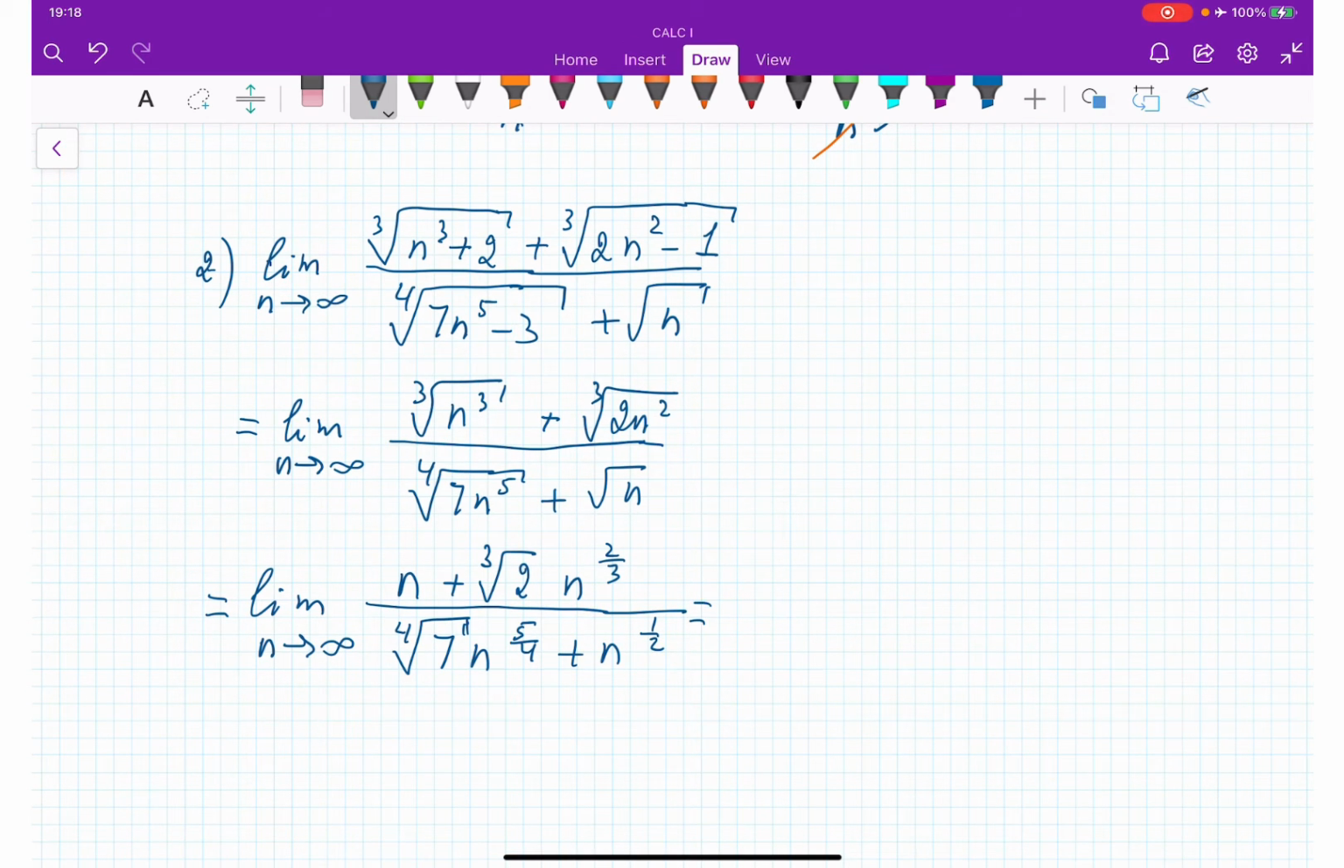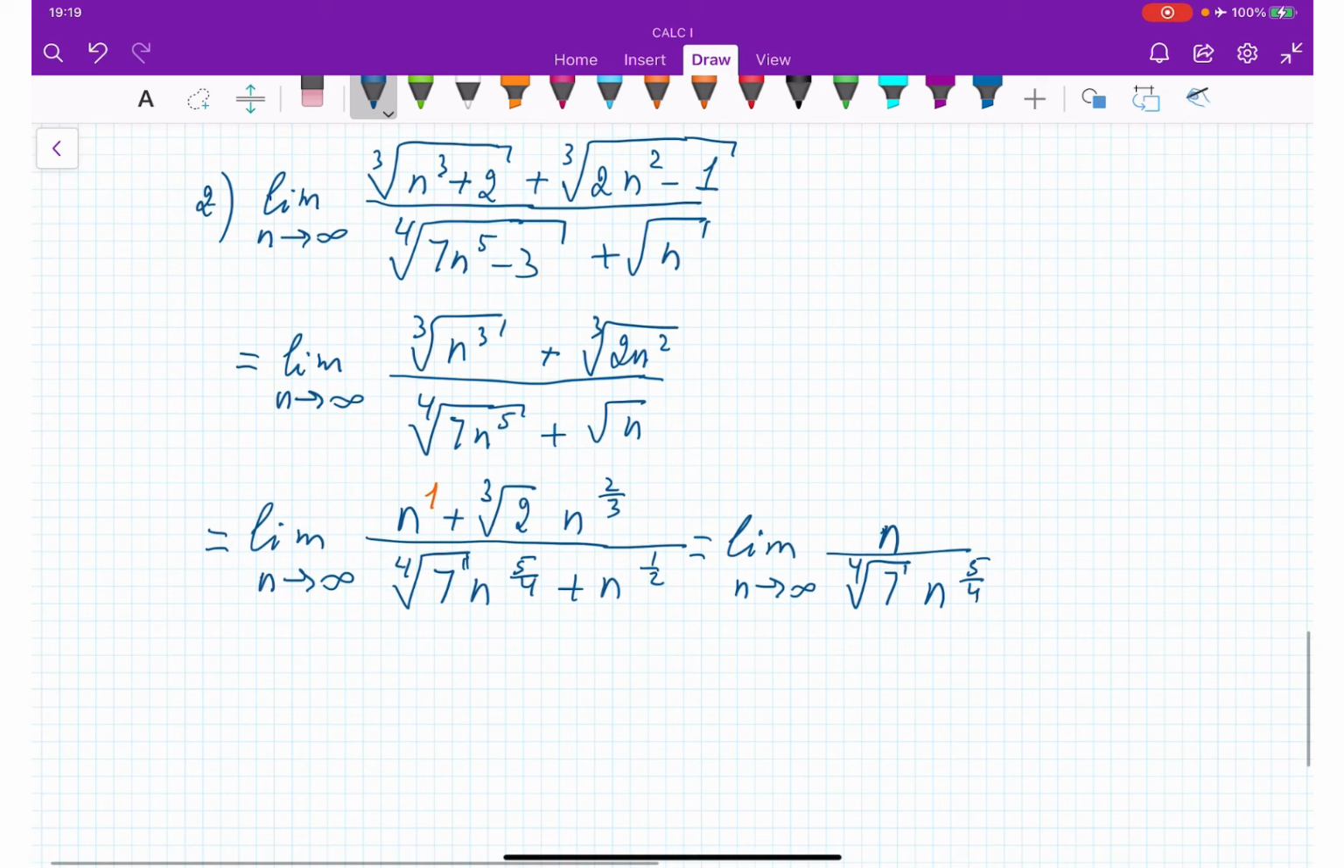When we compare in the numerator n and n to the power 2/3, we will see that n is much bigger than n to the power 2/3. Even if you multiply by the cubic radical of 2, n to the power 1 is much bigger than n to the power 2/3. So it's going to be replaced with n. In the denominator, since 5/4 degree is greater than 1/2, the coefficient is going to survive, and n to the power 5/4 also going to survive.